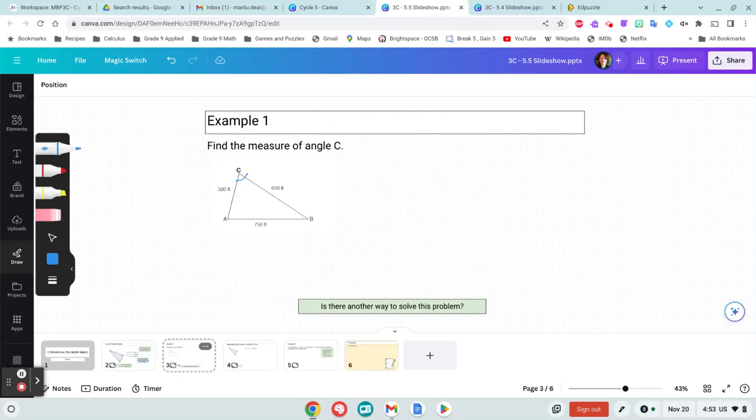So again, I know that this is going to be cosine law, because I have side, side, side. I definitely can't use sine law because I don't have any of the angles, so it won't work. If I'm looking for angle C, I'm going to start off with side C. So a squared plus b squared minus 2ab cosine of C.